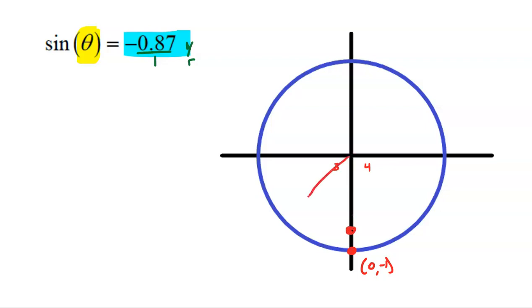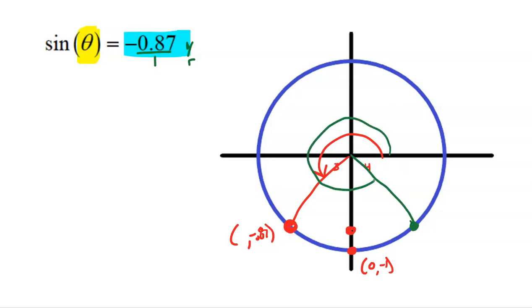So I'm thinking there are a couple angles. There's this angle right here that goes all the way around to there. That would have a y value of negative 0.87. And there's also this angle that's going to be over here in quadrant 4. And I would have to go all the way around. That would produce a y value of negative 0.87. Okay, great. But again, those aren't even the only two angles because I can keep adding 360 and adding 360 to either one of these thetas, and I would get more and more and more answers.